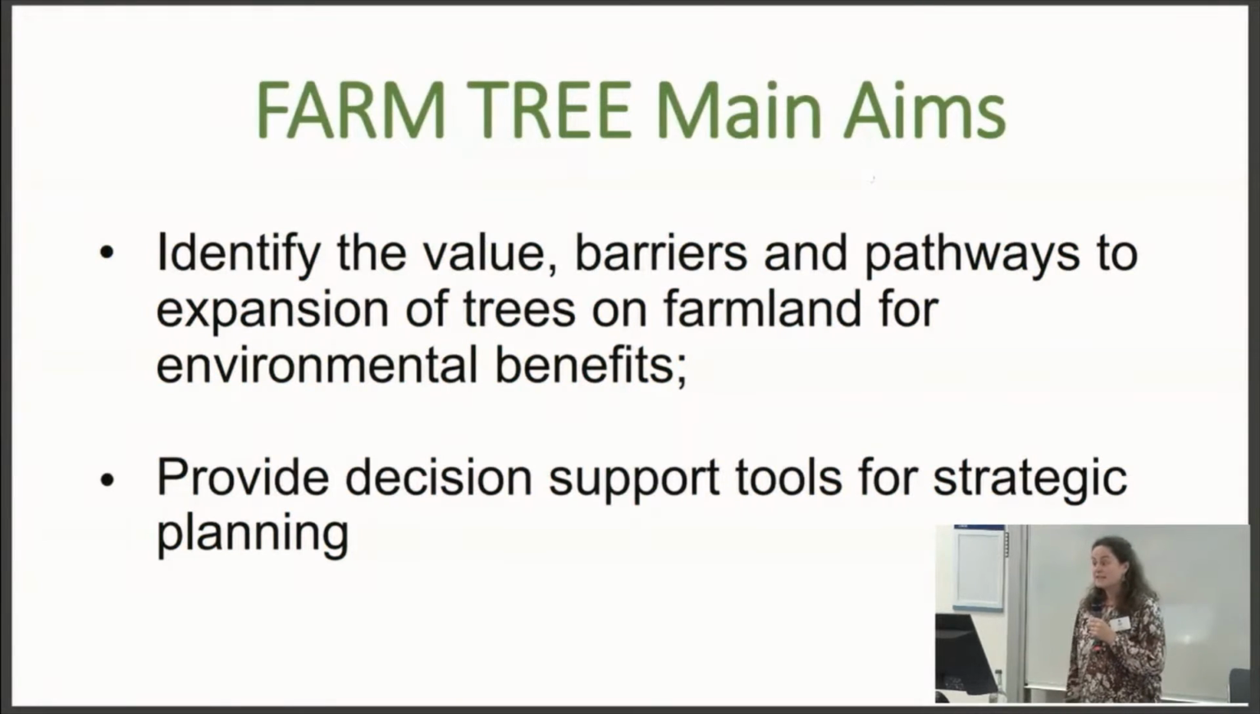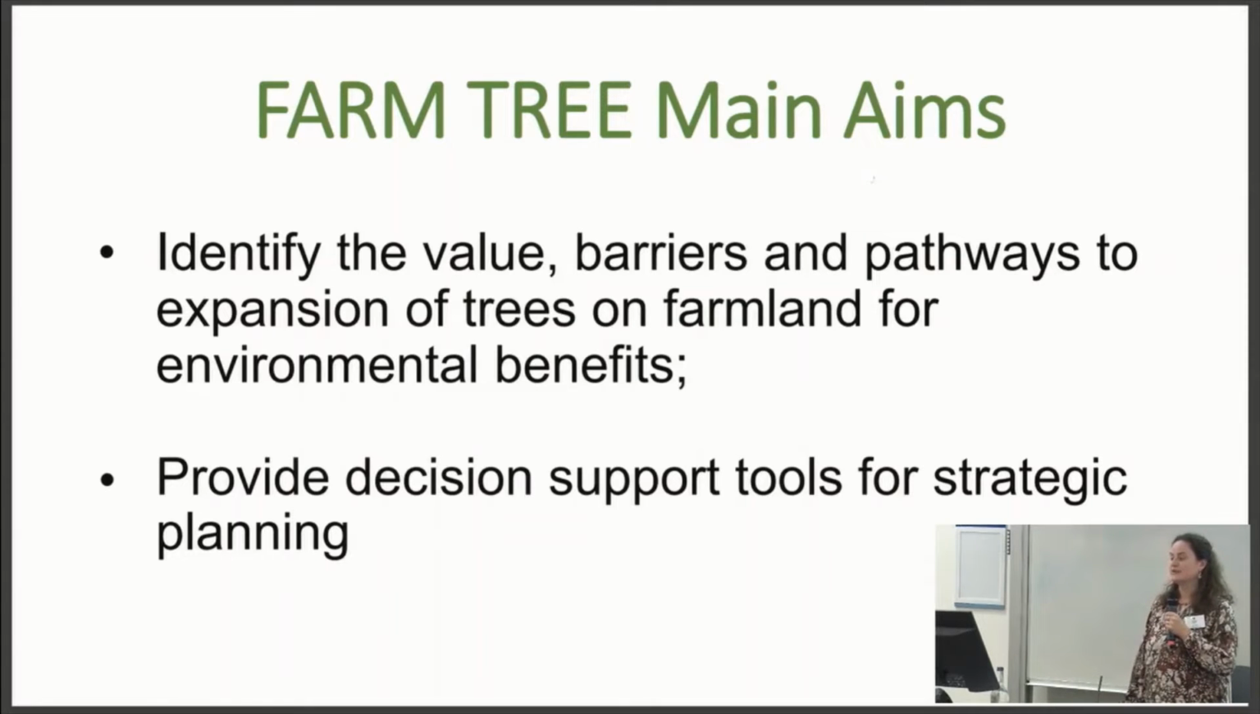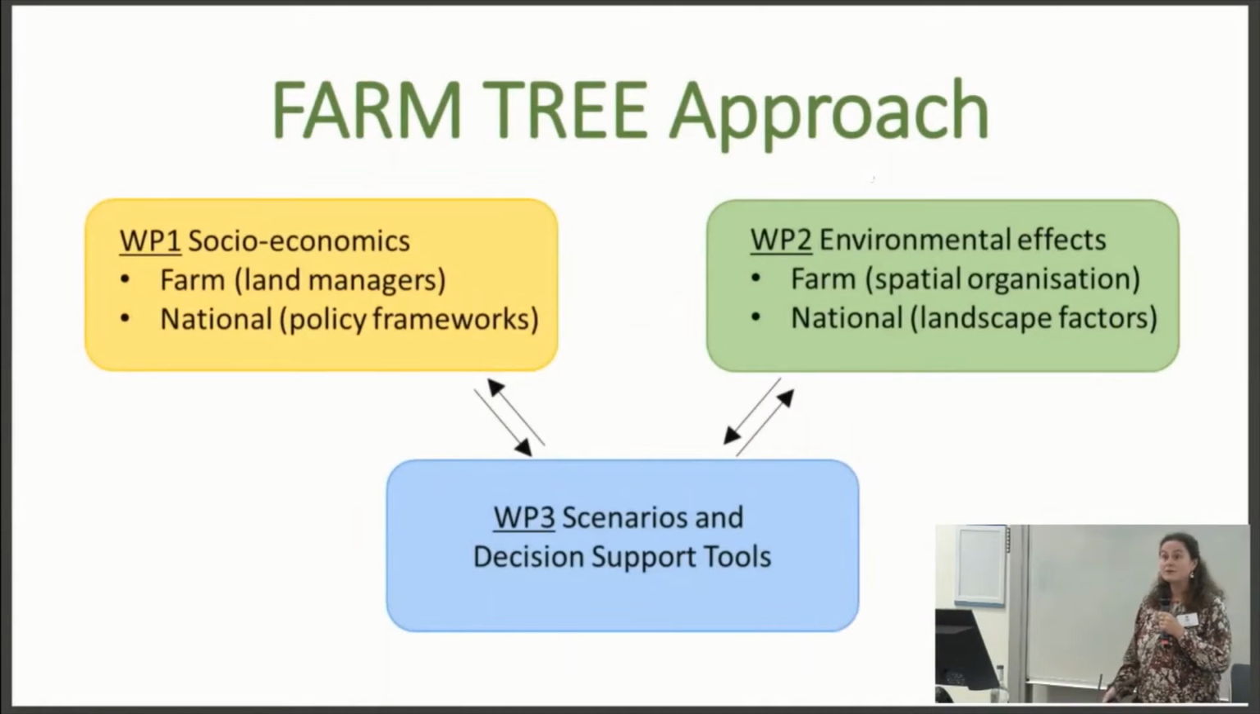So the project aim is to identify the value, barriers and pathways to expansion of trees on farmland for environmental benefits, and we'll focus specifically on water and carbon. And we'll also provide decision support tools. How are we going to do that?